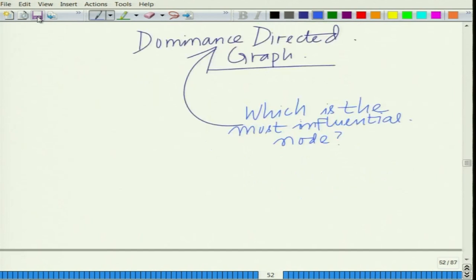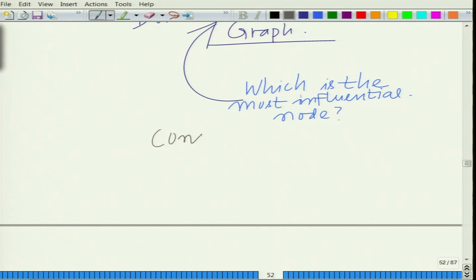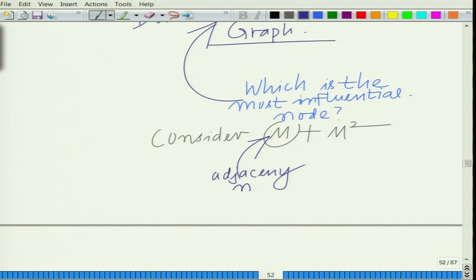To determine that, it can be shown that you have to consider M plus M squared, where M is the adjacency matrix. Remember, M gives the number of one length connections, M squared gives the number of two length connections. The vertex Pi with the property that the row i has the largest sum is the most influential node. So, once you form M plus M squared, you form the sum of each row. The row i that has the maximum sum, the corresponding vertex Pi is the most influential node, all right.